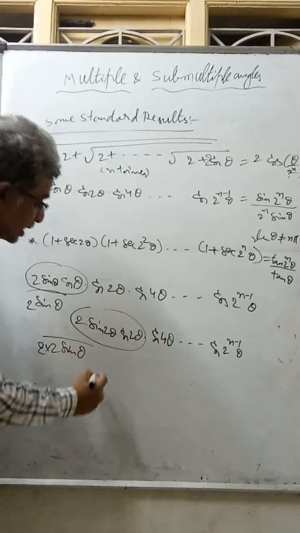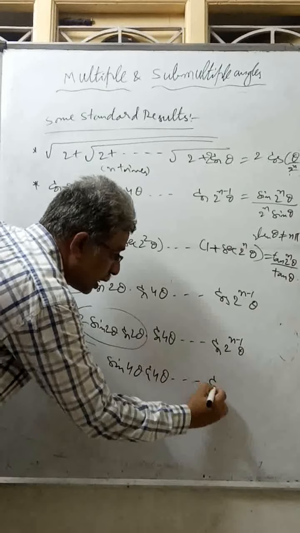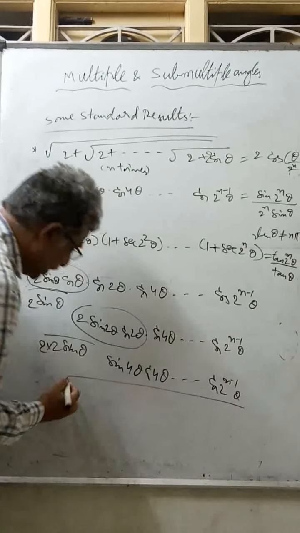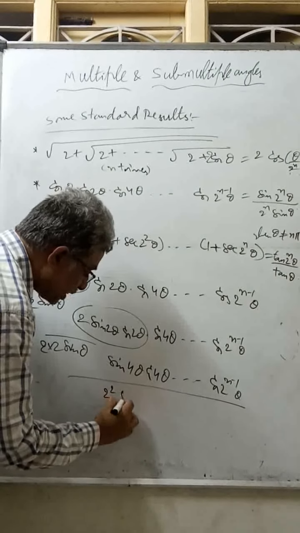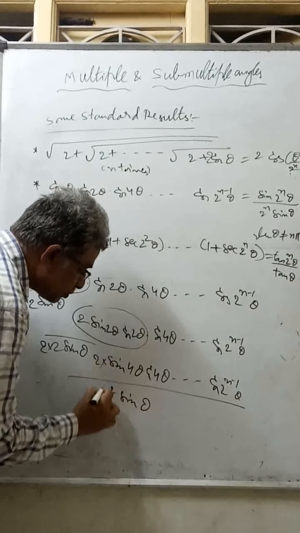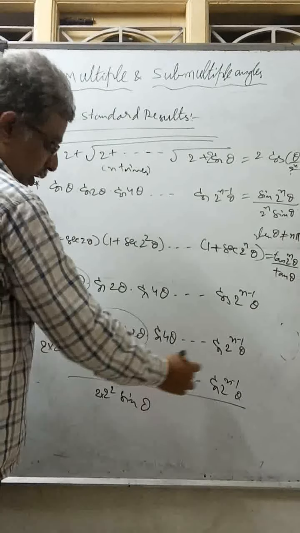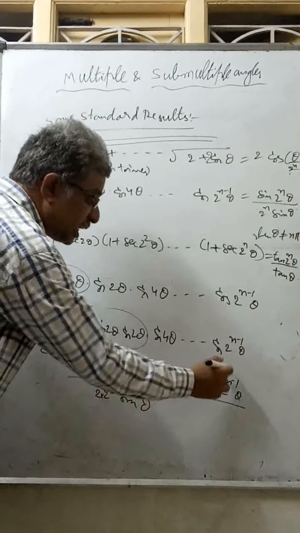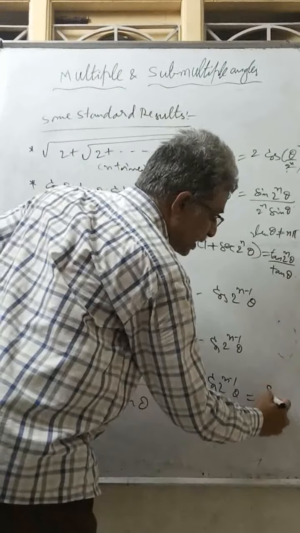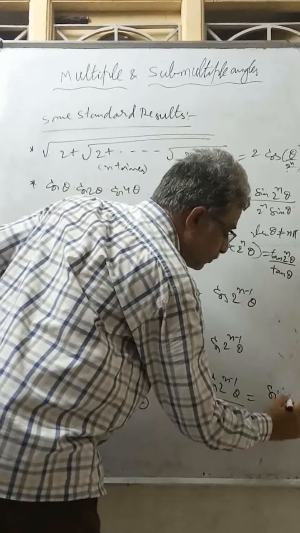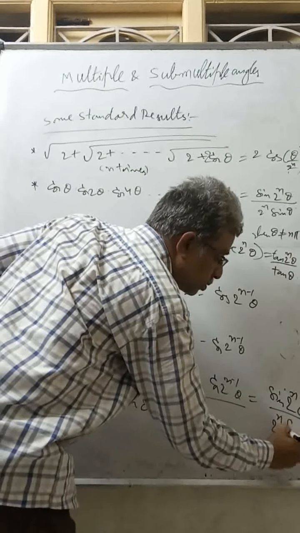So finally here the result is 2 into 2 sin 4 theta into cos 4 theta and so on up to cos of 2 power n minus 1 theta by, this is 2 into 2 already, so it becomes 4 sin theta or 2 square sin theta. Again if I multiply numerator and denominator with 2, then this becomes 2 cube for the third time, and so on till n times if I continue. So the final result is simply sin of 2 power n theta by 2 power n sin theta.